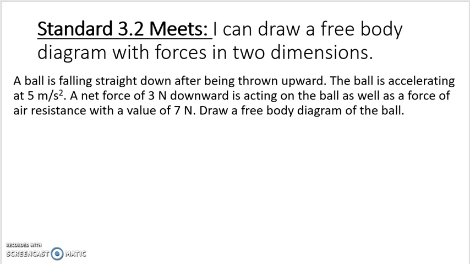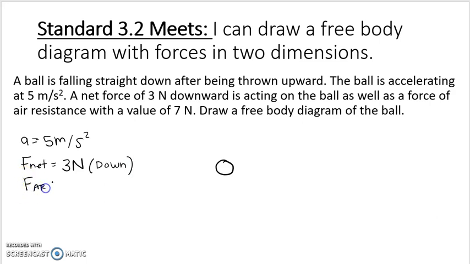So let's start by first just drawing the ball. Okay. Now I'm going to list some information that I know about it. I know that it has an acceleration of 5 meters per second squared. I know that there's a net force, so F net of 3 newtons, and I know that this is in the downward direction. I know that there's a force of air resistance equal to 7 newtons.